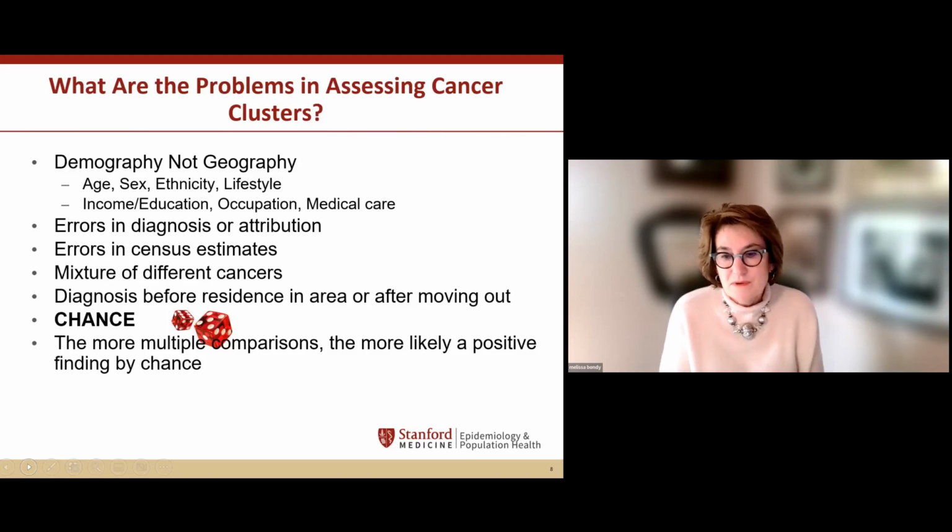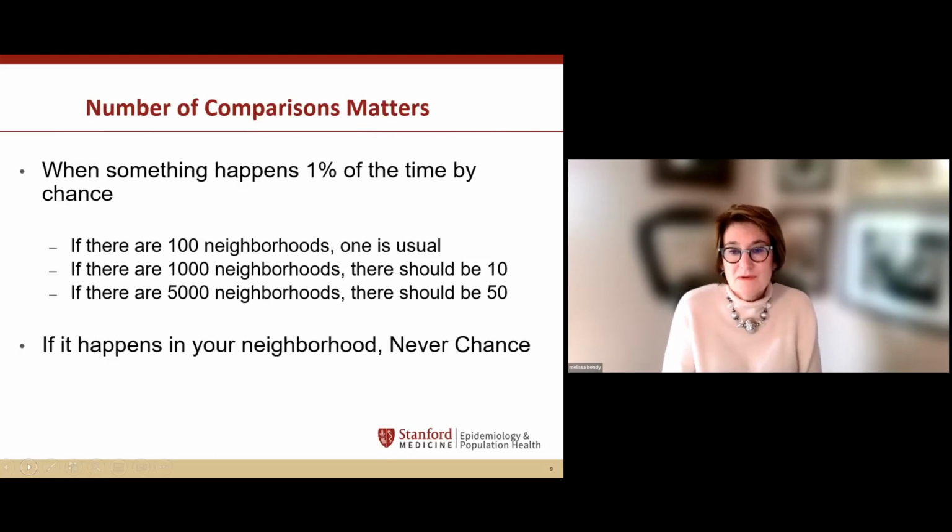The more multiple comparisons we have and we're looking at, the more likely that we could find a positive finding just by chance. So the number of comparisons really matters, because as we have more comparisons, the chances are that we could find more cases. So if there are 100 neighborhoods, we would expect one by chance. If there's 1,000 neighborhoods, maybe we would expect 10 cases. And if there's 5,000 neighborhoods, maybe we would expect 50 by chance. But then again, if it's your neighborhood, none of us want to think it's by chance.